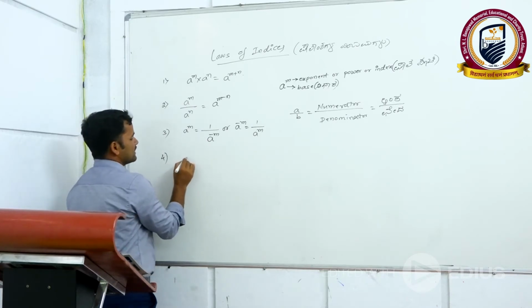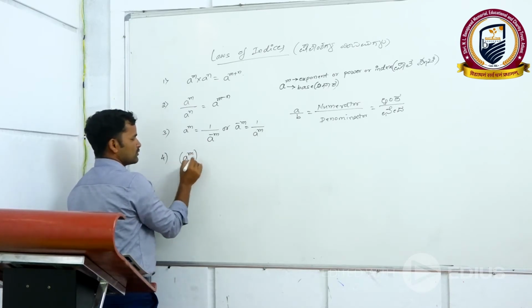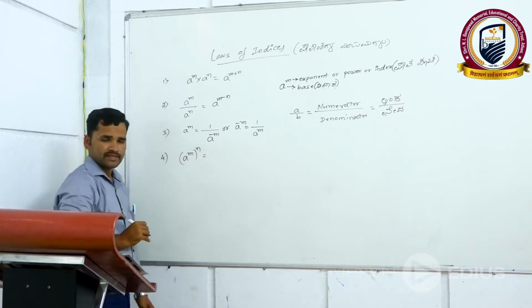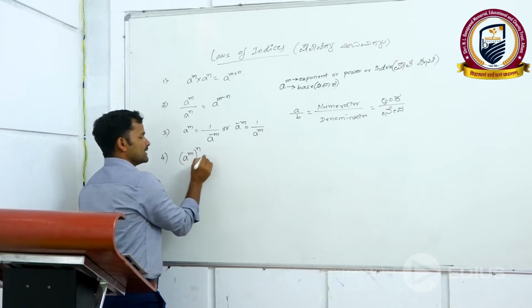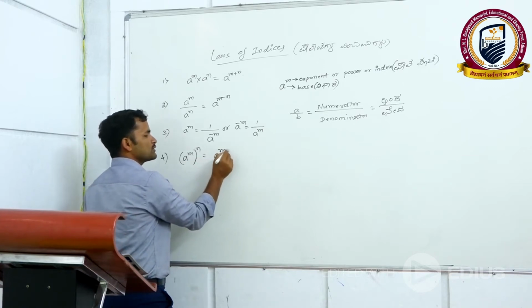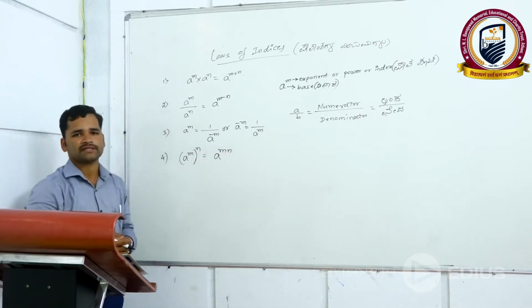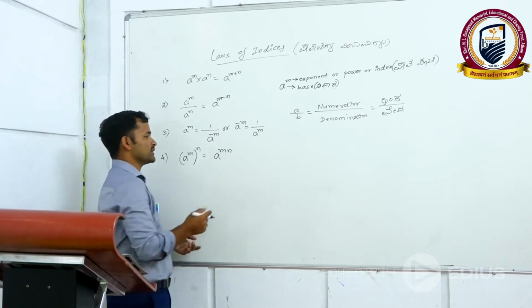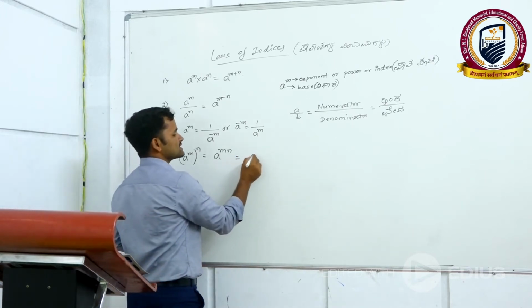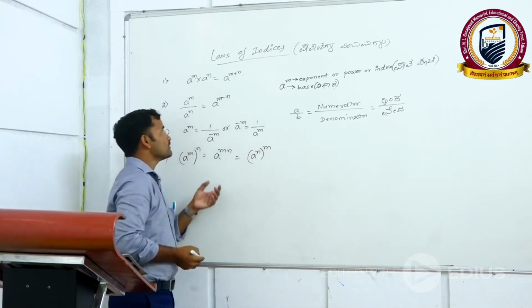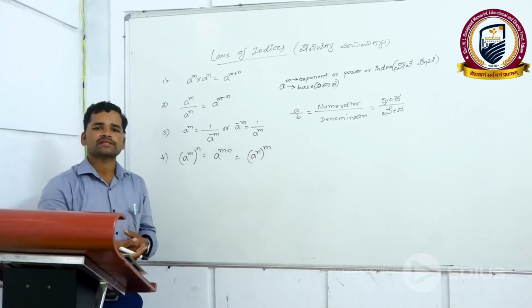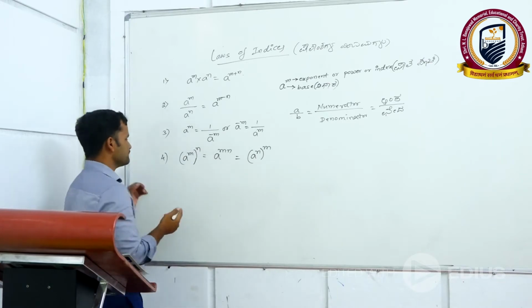Now let me take a to the power m whole to the power of n. This is nothing but a to the power of m into n. This can also be written as a to the power n whole to the power of m. All these laws I will explain with some examples. Don't worry.